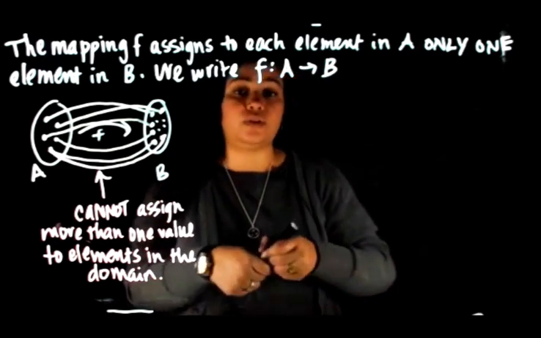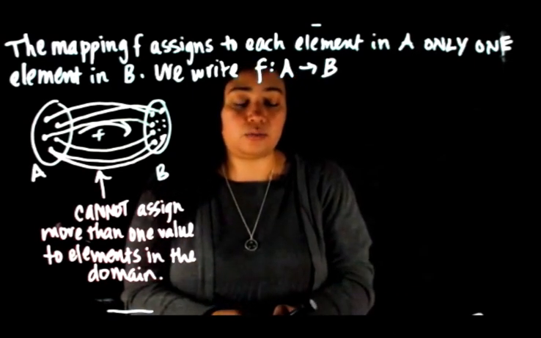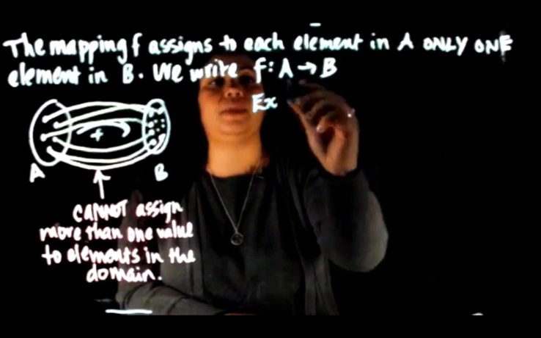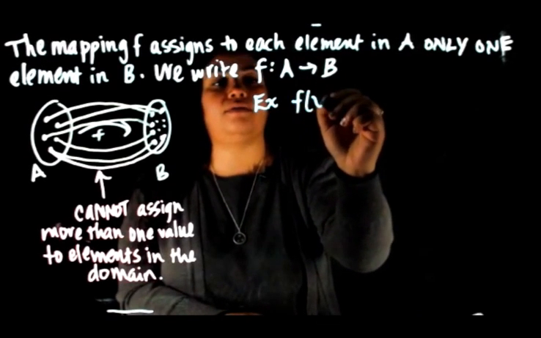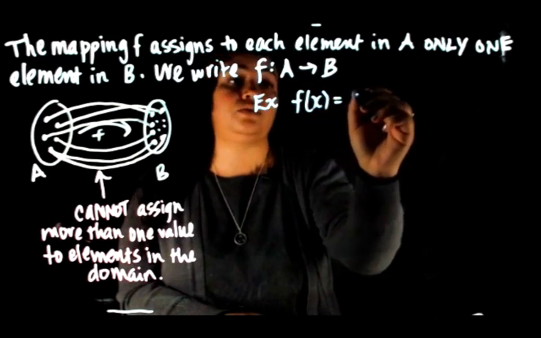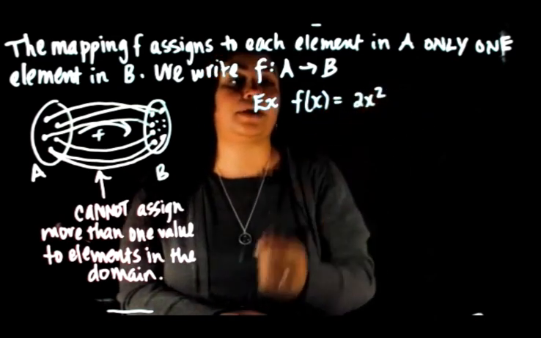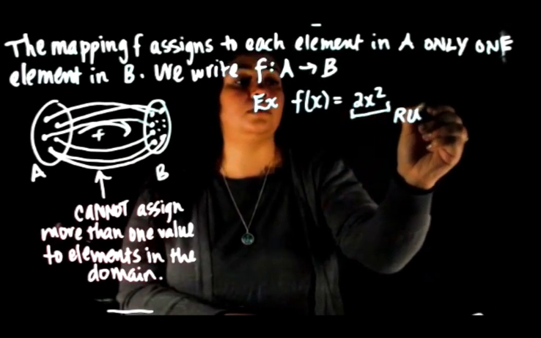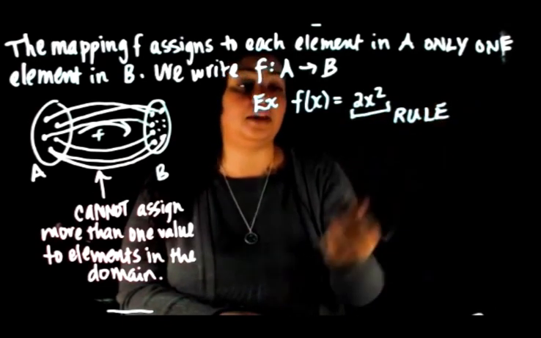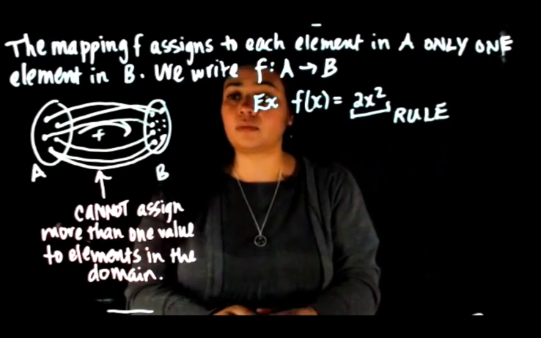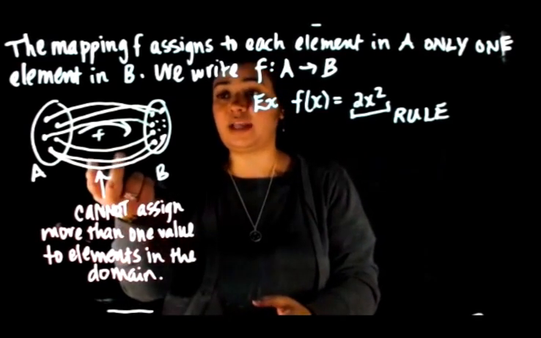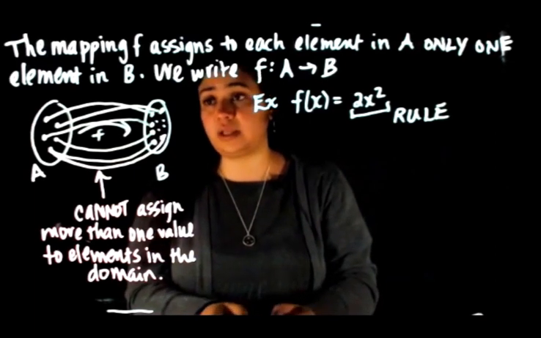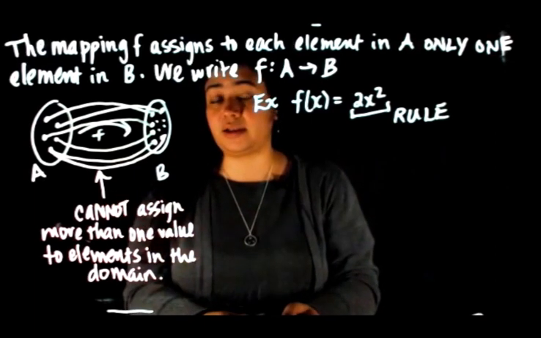Now, most functions can be written down explicitly. So as an example, if I write f of x is equal to 2x squared, this is the rule. It can be written down explicitly. The function assignment in yellow is a different rule. It just can't be written explicitly, but can be given schematically in a figure.